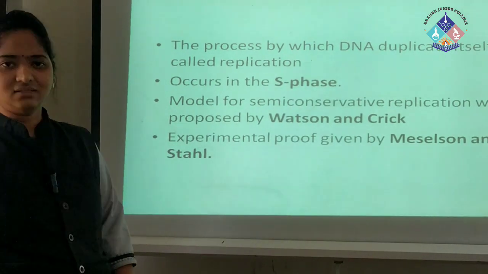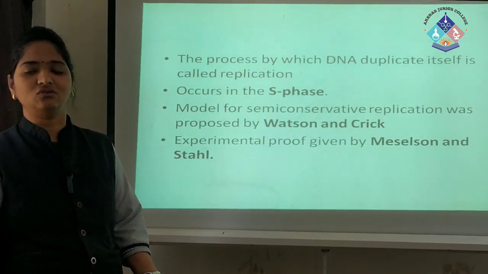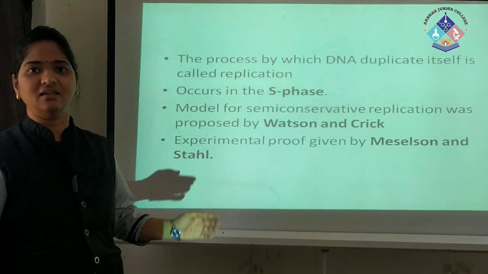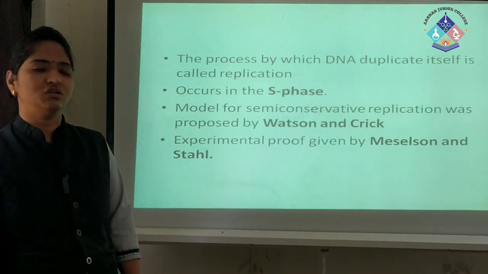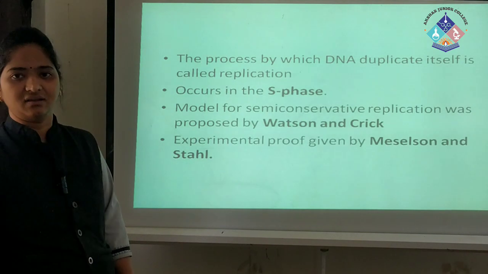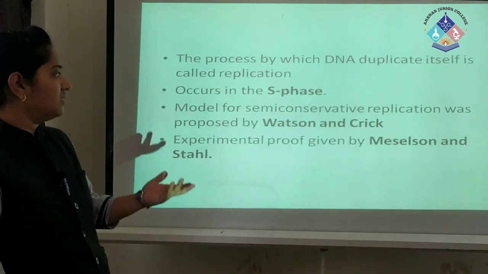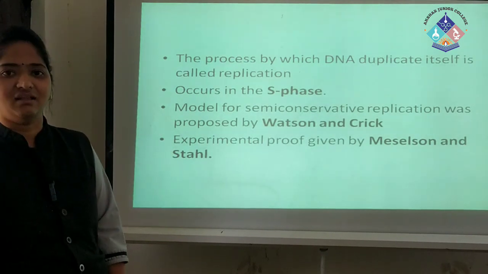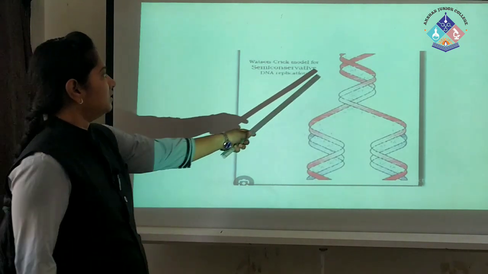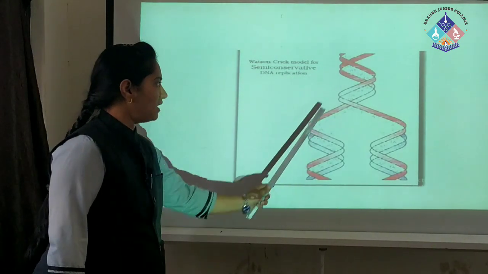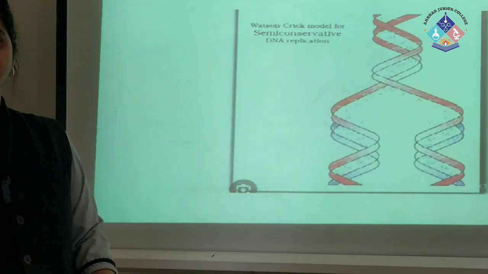Now this type of replication is a semi-conservative replication. We will see why it is called semi-conservative replication afterward, at the end of the topic. The model for semi-conservative replication was proposed by Watson and Crick, and experimentally it was proved by Matthew Meselson and Franklin Stahl. You can see here one DNA molecule, and from this one DNA molecule there is a formation of two daughter DNA molecules.